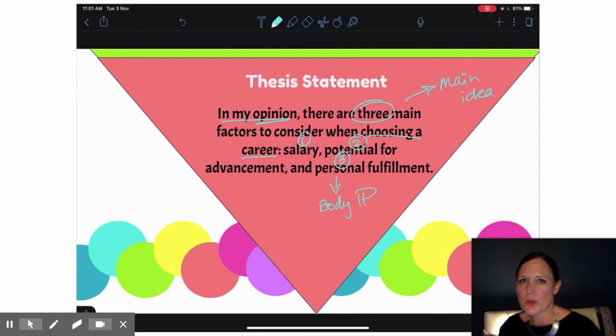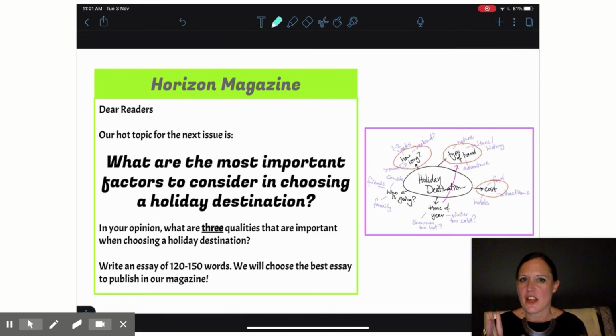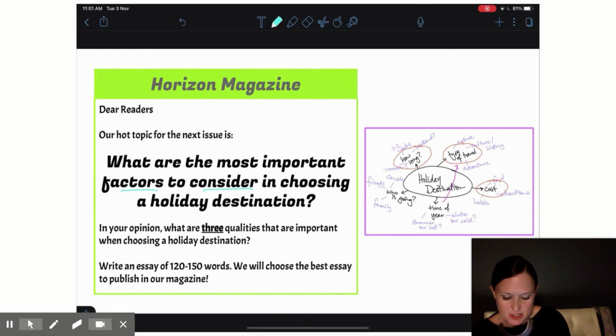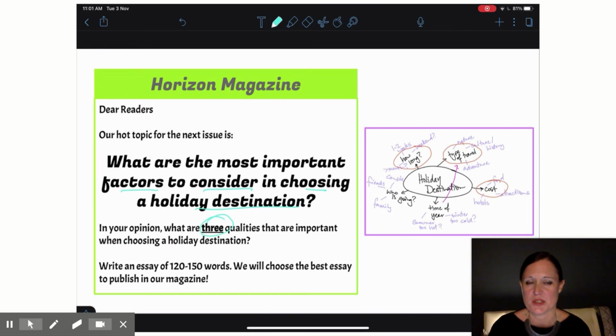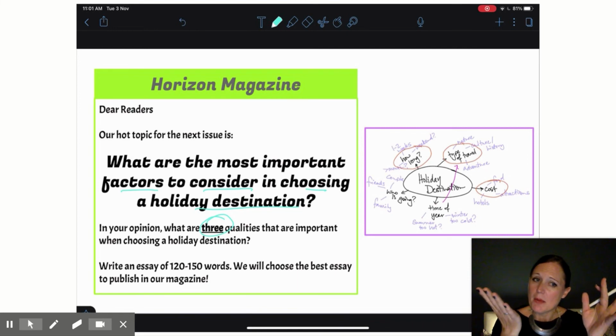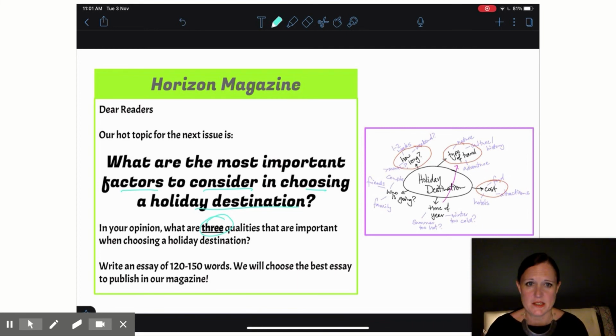Okay, so I think we're pretty good on that. Let's look at another example. So here's an example of another essay question. What are the most important factors to consider in choosing a holiday destination? And it says, what are 3 qualities that are important? So it wants me to describe 3 things, in my opinion, we need to think about before we go on holiday, right? And so I made a mind map, as one does before one gets started.